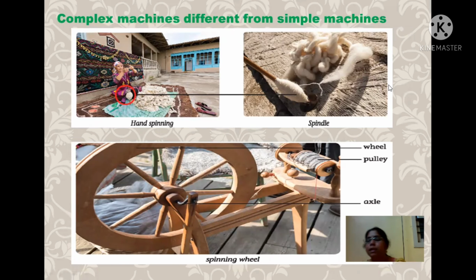How does a complex machine differ from a simple machine? Complex machines are those that are made up of two or more simple machines. They can accomplish one or more tasks with less time and effort. In olden days, people spun cotton or wool into threads by hand using a spindle, which was time consuming. The invention of the spinning wheel made it easier to spin cotton. The spinning wheel is a complex machine that makes use of two simple machines, pulley, wheel and axle.